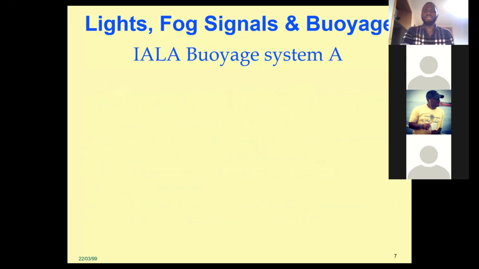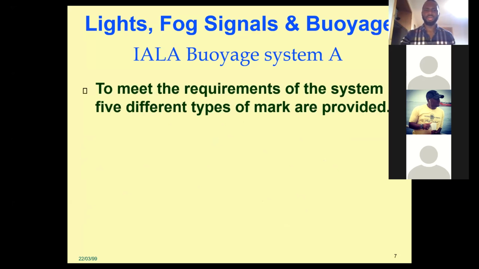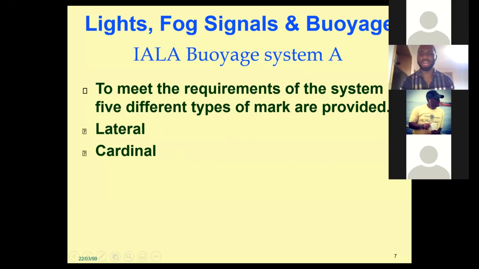So now let's look at the buoyage system, region A. To meet these requirements, there are 5 different types of marks as provided. The first one is the lateral marks. Second one is the cardinal marks. Now I'm going to ask anybody in the class to give me what other marks they know of. I've given you 2.